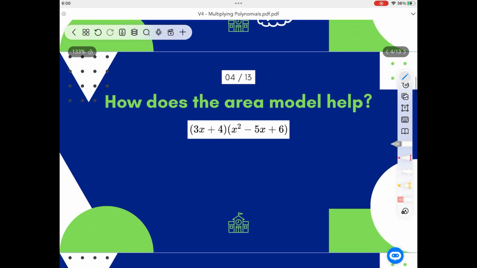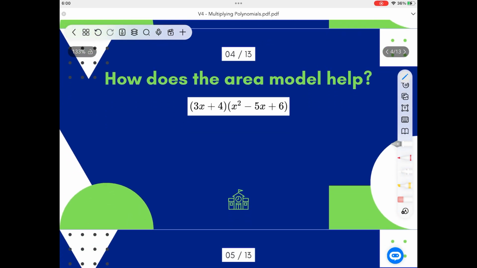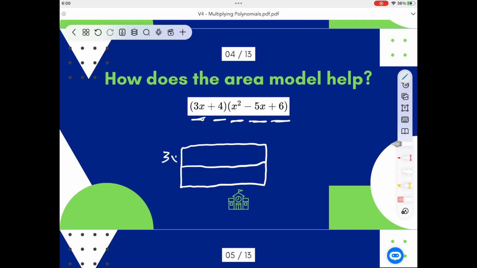Now, the reason that they started teaching that model to kids for how to break up areas or break up multiplication problems is actually to benefit us now that we're in more advanced math. Because here we have two terms, 3x plus 4, times a trinomial with three terms, x squared minus 5x plus 6. And to multiply this, we can use an area model that has 2 rows tall and 3 columns wide. So we'll put a 3x and our plus 4 in front. And then we'll put x squared, minus 5x, and 6 across the top.